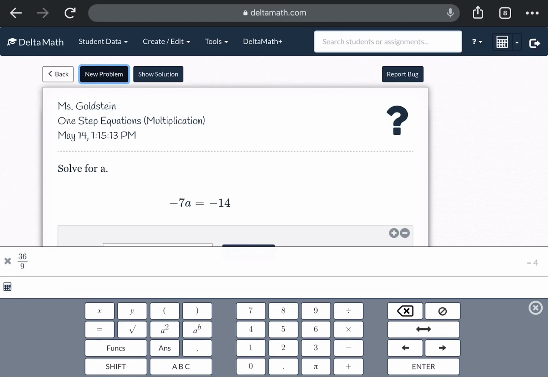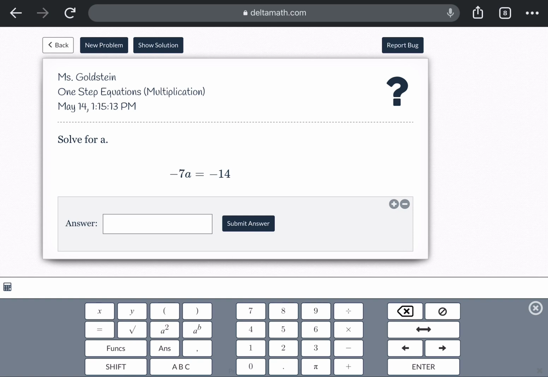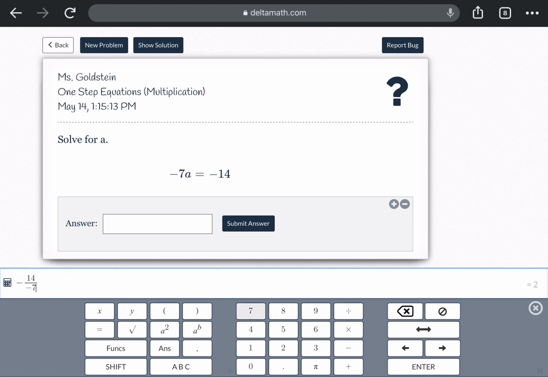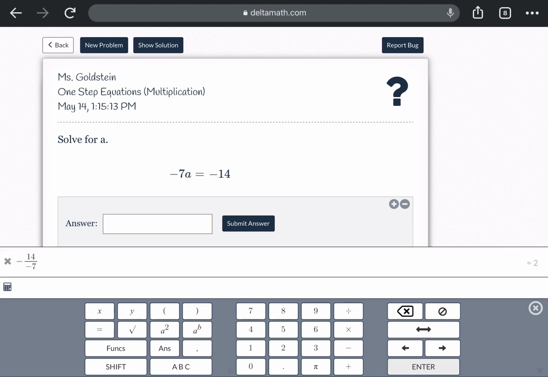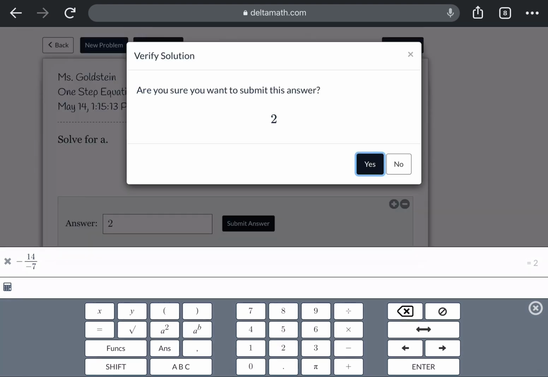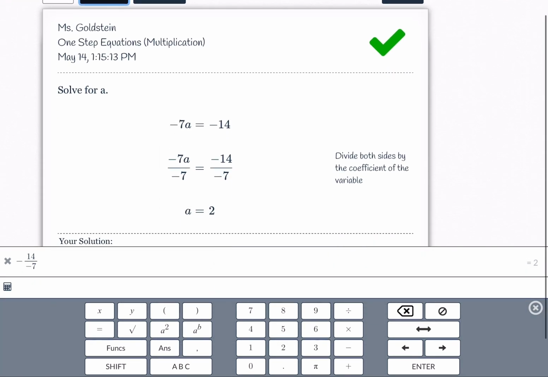Let's do another one. We have -7a equals -14. I don't touch -14 for now. It's by itself minding its own business. I do want to get rid of that -7 though. Now -7 is being multiplied by a. That's what's secretly in between the -7 and the a. The opposite of multiplying by -7 is dividing by -7. So I want to divide both sides by -7. That includes -14 divided by -7. I get 2. Submit. Okay. And this will show the steps.